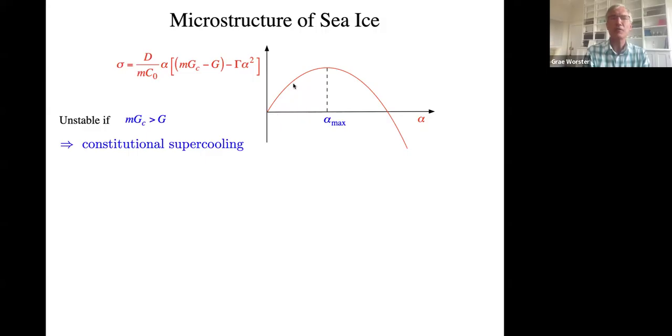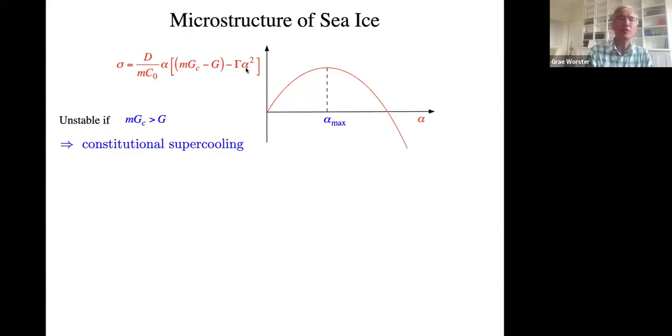So this is this growth rate sigma. Remember, we had e to the sigma t. So that's an exponential function of time. If sigma is positive up here, then those perturbations to the interface will grow. They'll grow exponentially. And where sigma is negative, then the perturbations will decay. You'll go back to having a flat interface.